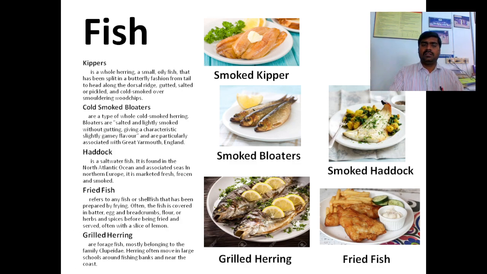Grilled herring are a forage fish, mostly belonging to the family Clupeidae. Herring often move in large schools around fishing banks and near the coast.